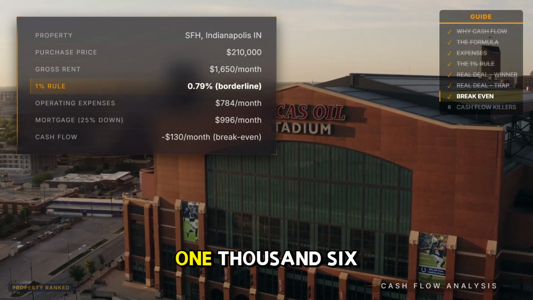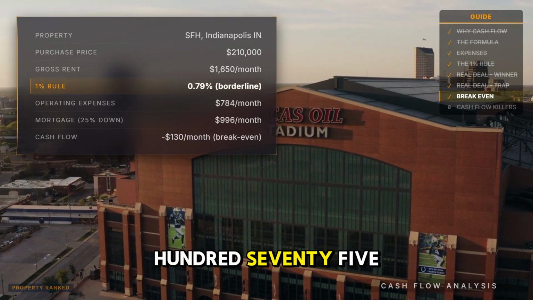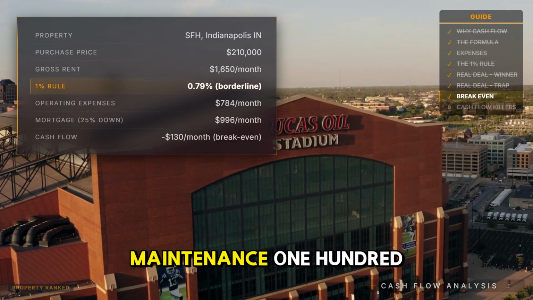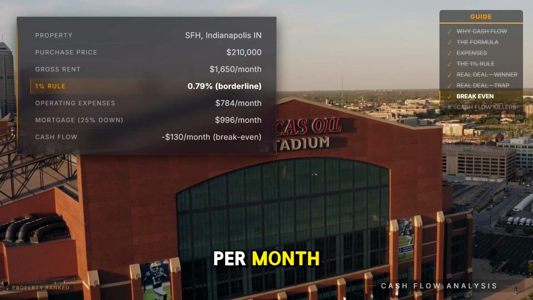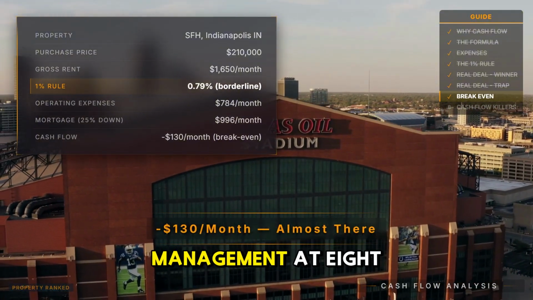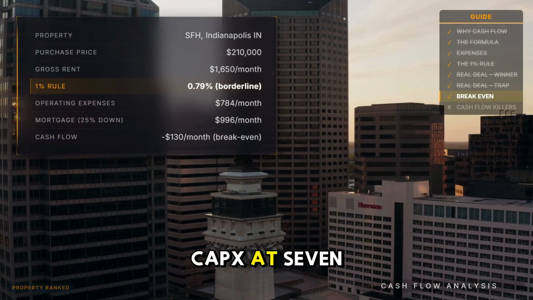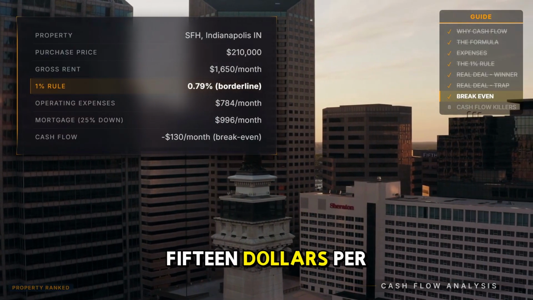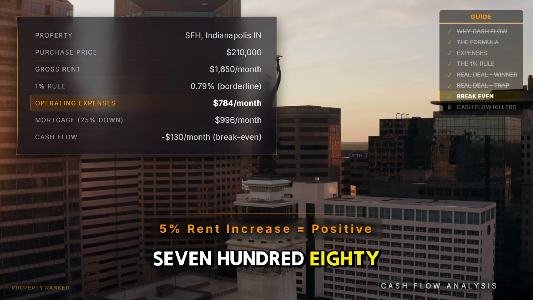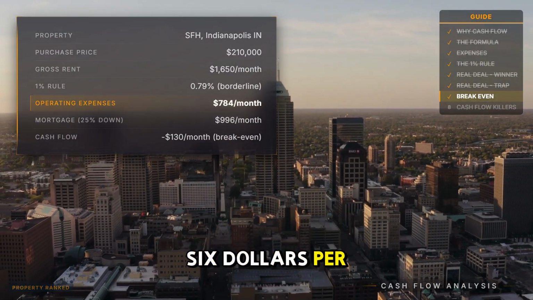Gross monthly rent, $1,650. Property taxes, $175 per month. Insurance, $105 per month. Maintenance, $175 per month. Vacancy at 5%, $82 per month. Property management at 8%, $132 per month. CapEx at 7%, $115 per month. No HOA. Total operating expenses, $784 per month. Net operating income, $866 per month.